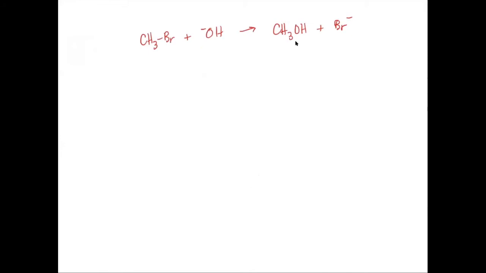A typical substitution reaction would look like this, where we have an alkyl halide and a nucleophile, and that nucleophile then reacts with the halide to give us our substitution product, where the OH replaced the Br on the substrate. Then we have our leaving group, which needs to be stable on its own as it leaves.